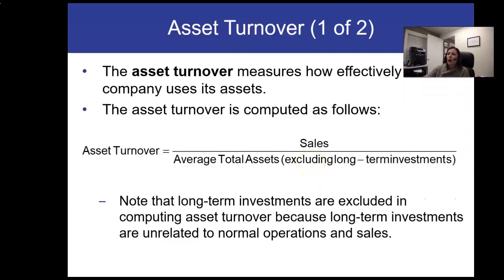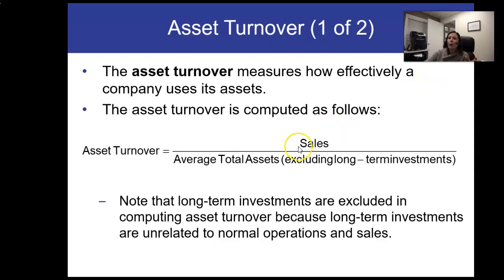Asset turnover is one of those where we're going to need to calculate an average again. So we're looking at sales over average total assets. We are not going to include long-term investments with the average total assets, so you need to remove those before you calculate your average. And again, you'll need 2 years worth of data to be able to calculate the total assets in order to get the beginning and ending figures.